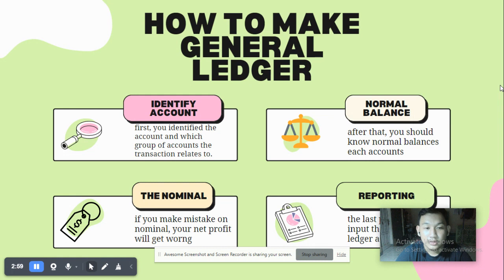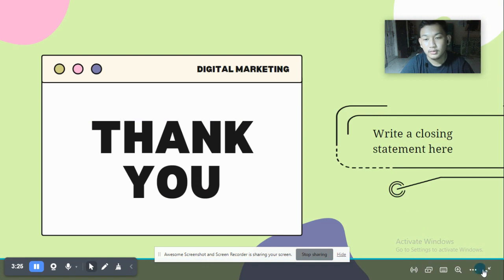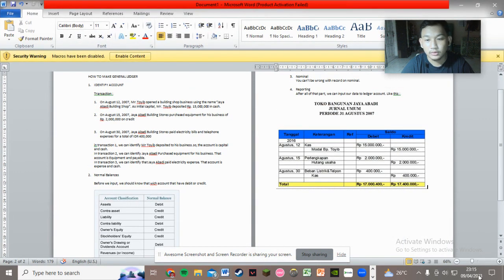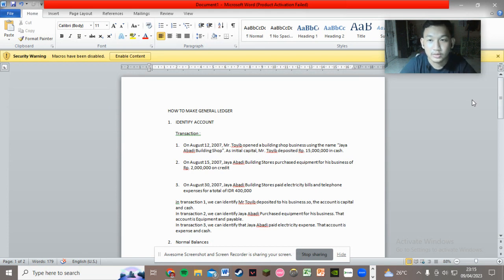Okay. The third step is the nominal. The nominal is important. If you make a mistake on this nominal, your net profit will be wrong. Okay. The last step is reporting. In the last part, you can input the account into the ledger account. I will explain how to make a general ledger.